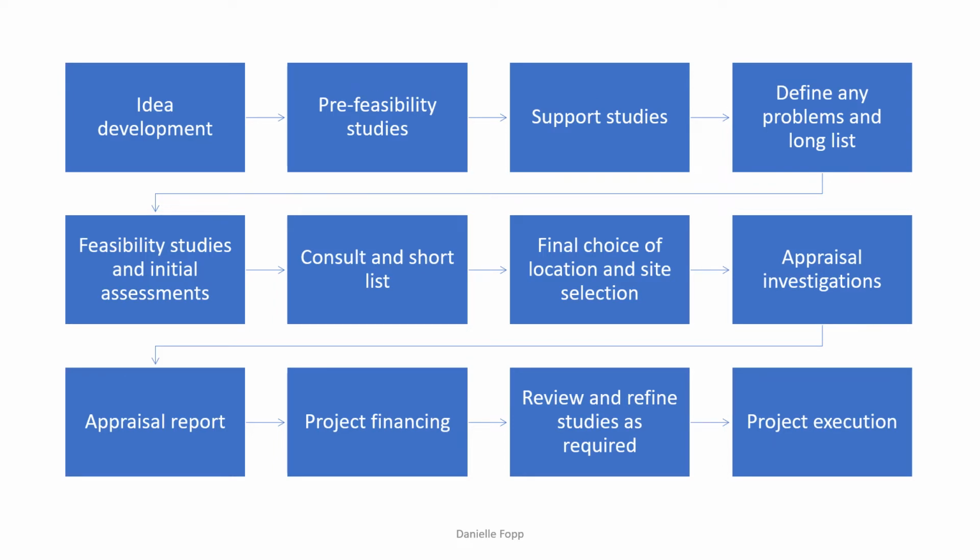From this, we can consult and shortlist any idea developments which might not be suitable for the project. So within the one idea development, you might have 3 or 4 variations of this, and at this point in the project, we can now start to narrow it down. We then have the final choice of location and site selection based on these initial assessments, and this is the stage where we now do the appraisal report. Following this, we do project financing, review and refine any studies as required before moving into project execution.